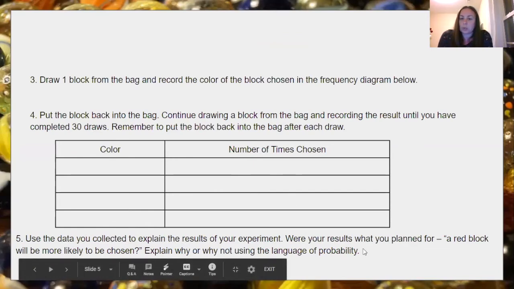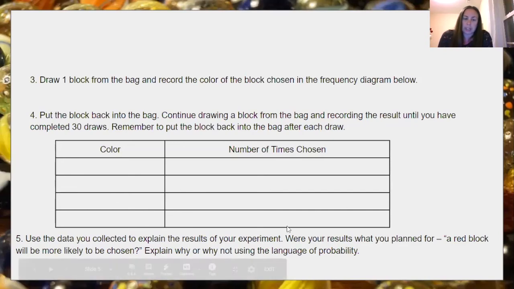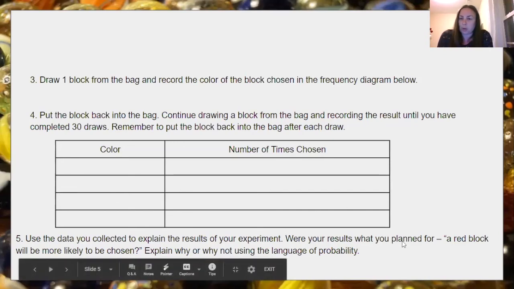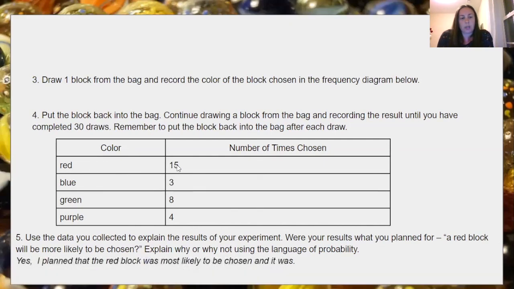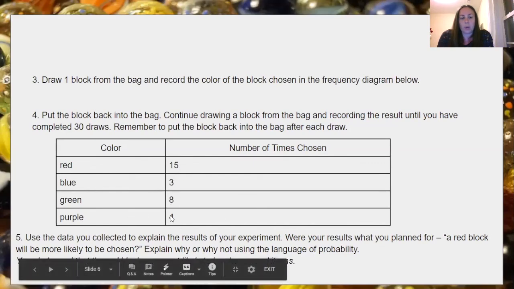Were your results what you planned for? A red block will be more likely to be chosen. Explain why or why not using the language of probability. All right, and here is my example. So I did the experiment, and I had red, I drew 15 times. Blue, I drew 3 times. Green, 8 times. And purple, 4 times.